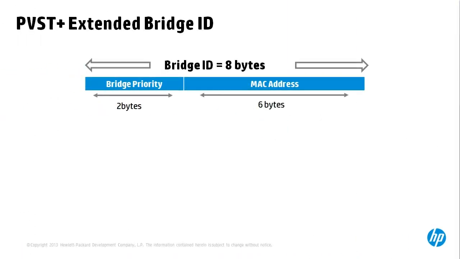Spanning tree requires that each switch have a unique bridge ID. In the past, this consisted of a bridge priority and MAC address. The bridge priority was 2 bytes in size and the MAC address 6 bytes in size. Thus, the bridge ID is 8 bytes in length. When configuring multiple VLANs and running per VLAN spanning tree, a different MAC address had to be allocated for each VLAN. PVST creates an instance on a per VLAN basis, so to ensure that the bridge ID is unique, a different MAC address would be allocated.